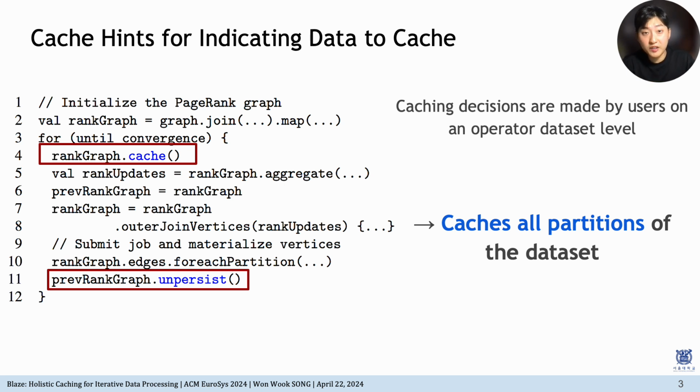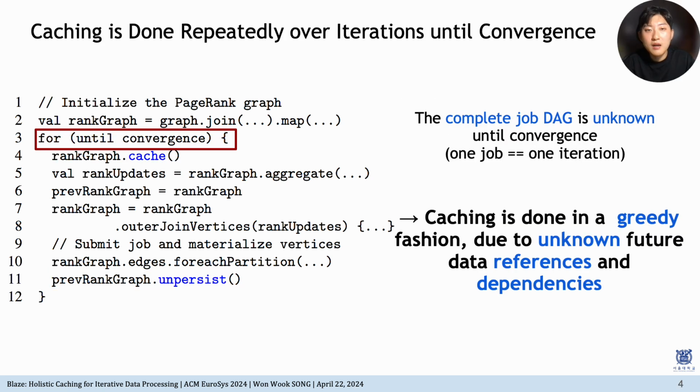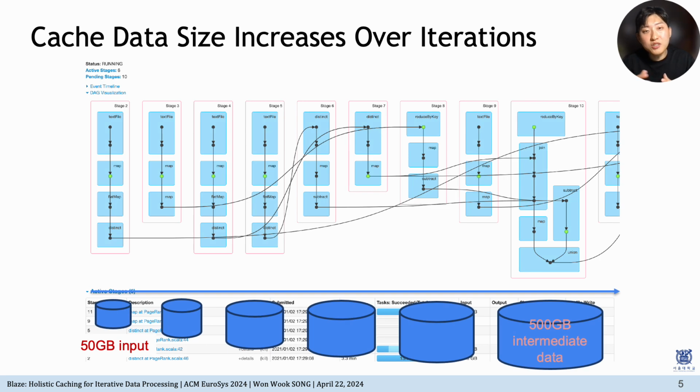These data are repeatedly cached and unpersisted along the iterations in units of datasets consisting of a set of data partitions scattered among the distributed machines. However, as the future convergence of the model is unknown prior to the actual execution, such caching actions have to be done in a greedy fashion, simply adhering to the user annotations, without questioning their correctness or efficiency. As a result of such existing caching mechanisms, the cache data size inevitably grows constantly with the progress of the iterations as more and more intermediate data build up along the iterations.